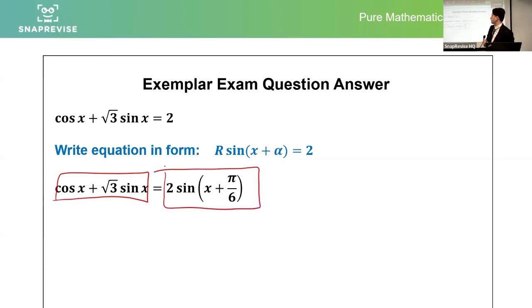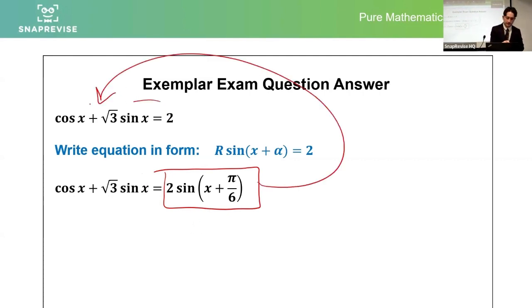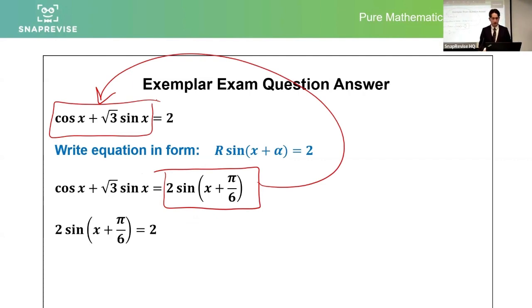Can I just point out, we have totally ignored this 2 up till now, because we've just been dealing with the left-hand side, and we've managed to write it just in terms of sine. That was what we were trying to do. So it's now at this point, we can go, right, let's put this back into the question. So actually 2 sine x plus pi over 6 is equal to 2. So we can divide both sides by 2. That's the trig equation we're solving.